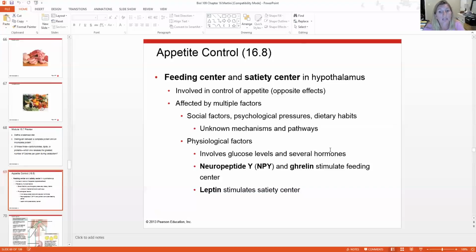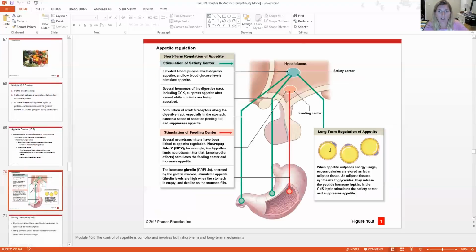So they're all unknown mechanisms and pathways to our appetite control, but there's also some very specific physiological factors that control our appetite. It involves glucose levels and hormones. There's neuropeptide Y, NPY, and ghrelin. They stimulate the feeding center in our brain, and leptin stimulates our satiety center. So neuropeptide Y and ghrelin are acting opposite of leptin. So here's the overall appetite regulation pathway.